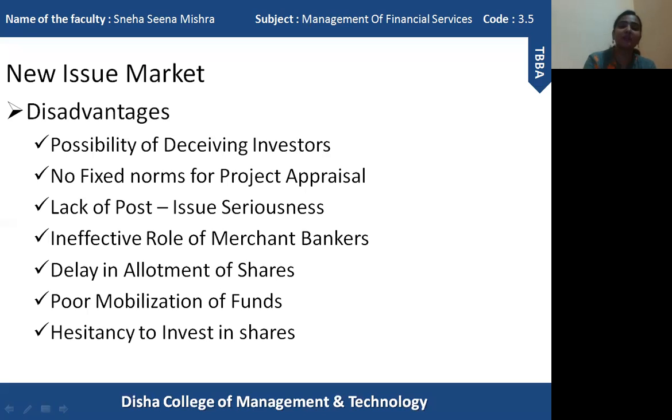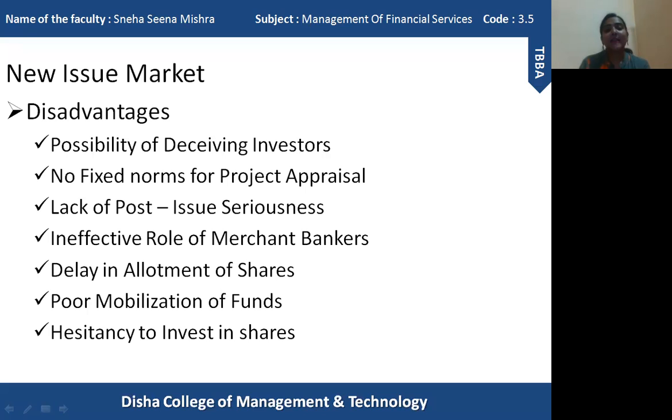So once you have invested in a company, it becomes very difficult for the investors to understand and know how much profit the company has earned by investing in a particular project. So that makes it very difficult for the investors. They may get a lower rate of return, they may get a lower interest rate. So many possibilities are there.